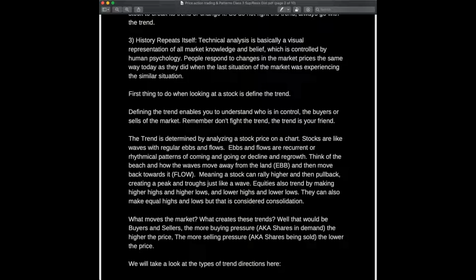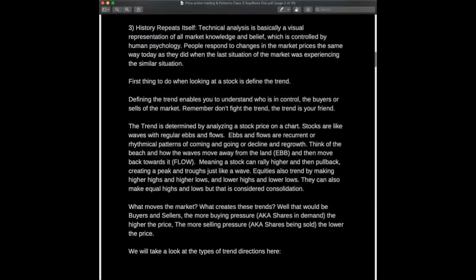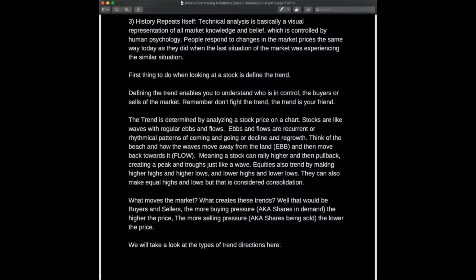Just like waves, equities also trend by making higher highs and higher lows, which are ebbs and flows, and lower lows and lower highs, just as ebbs and flows. They also make equal highs and equal lows. Now, this is considered consolidation. So what moves the market? What creates these trends? Well, that would be buyers and sellers, or more importantly, supply and demand.